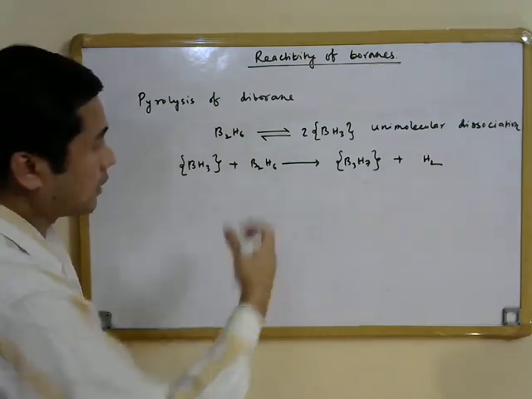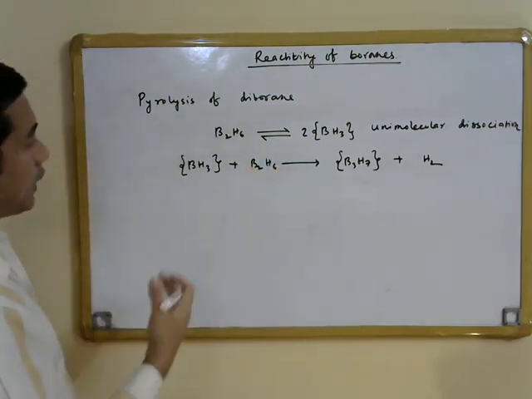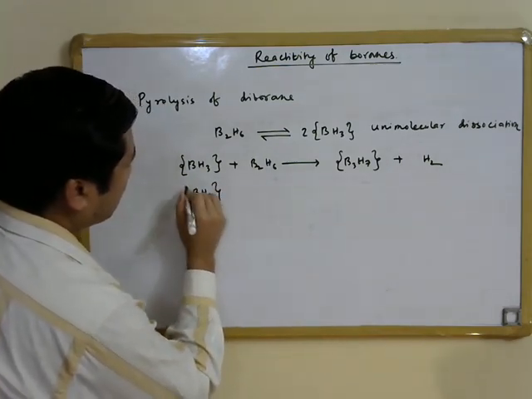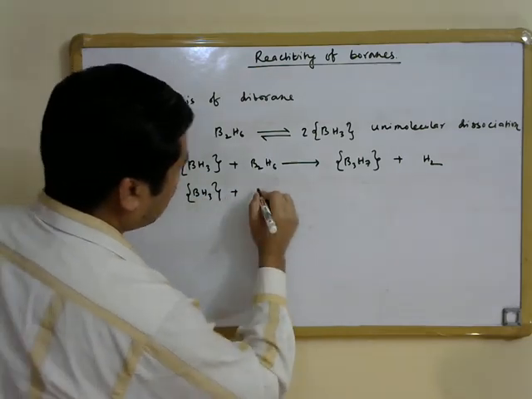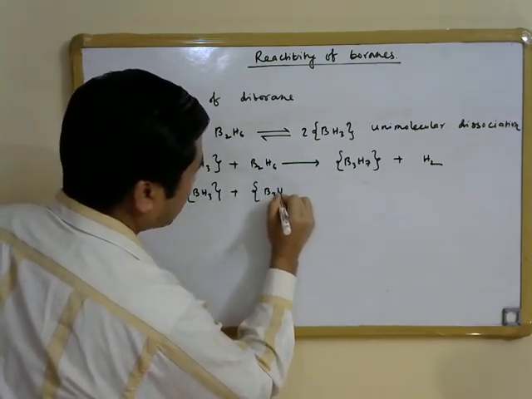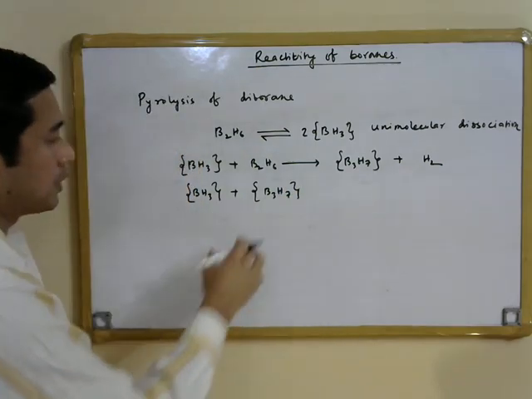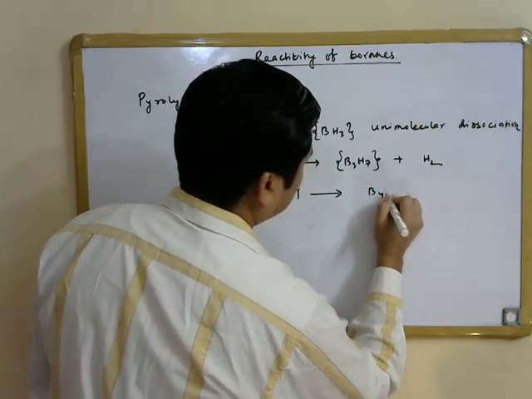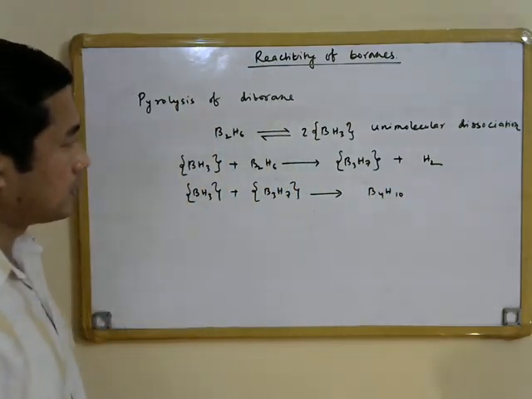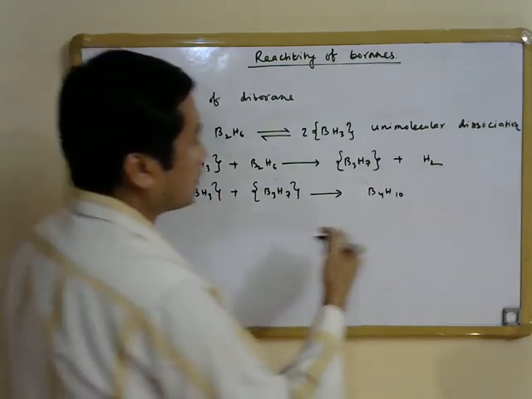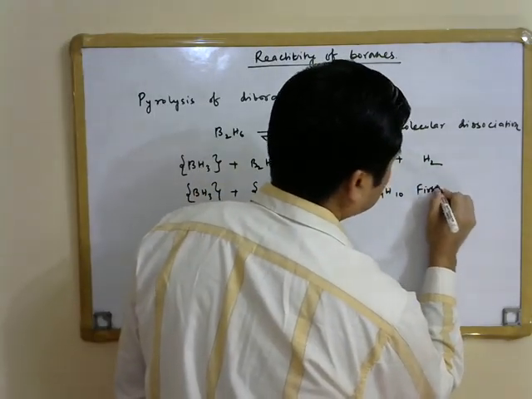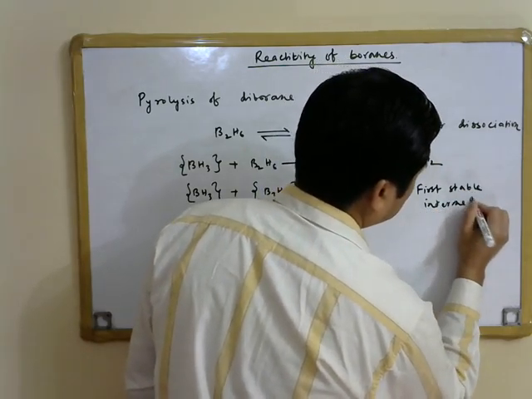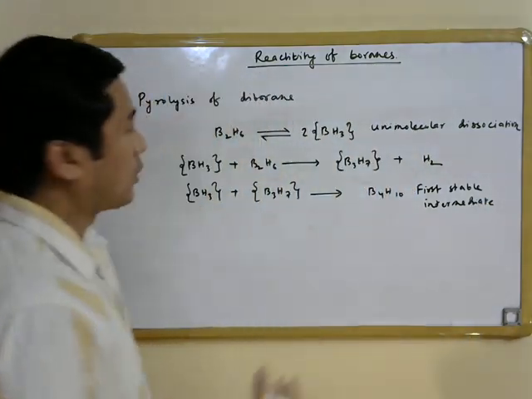Now this B3H7 will react with BH3 to give the first stable intermediate during the pyrolysis of diborane. Both of these transient intermediates, BH3 and B3H7, can react to give us B4H10, which is the first stable intermediate formed during the pyrolysis of diborane.